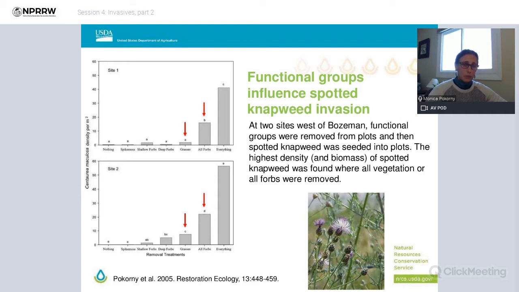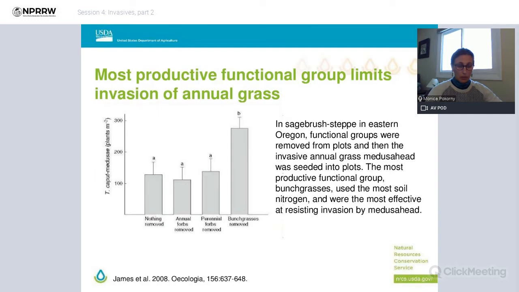But when we removed all of the grasses from the site, we had significantly less invasion of the exotic forb. And that was a little surprising to us because in these grasslands, the grasses really provide the most biomass and the most cover in these systems. But it appeared that the forbs were more important for resisting invasion.